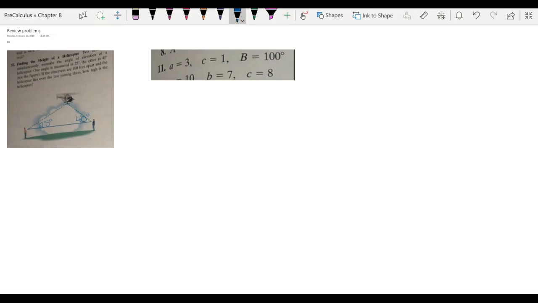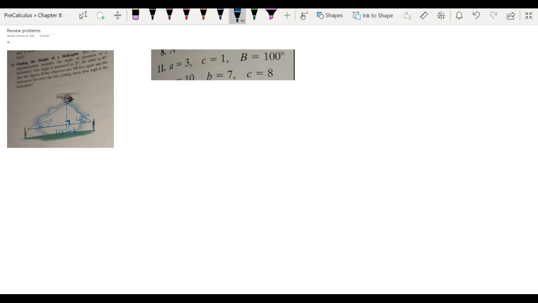Then it says if the observers are 100 feet apart and the helicopter lies over the line joining them, how high is the helicopter? So it actually wants that distance there. Okay. And so what I would do is first I would find my two side lengths, and then we know this is going to be a right angle, and so then we can use regular trig to find the height.